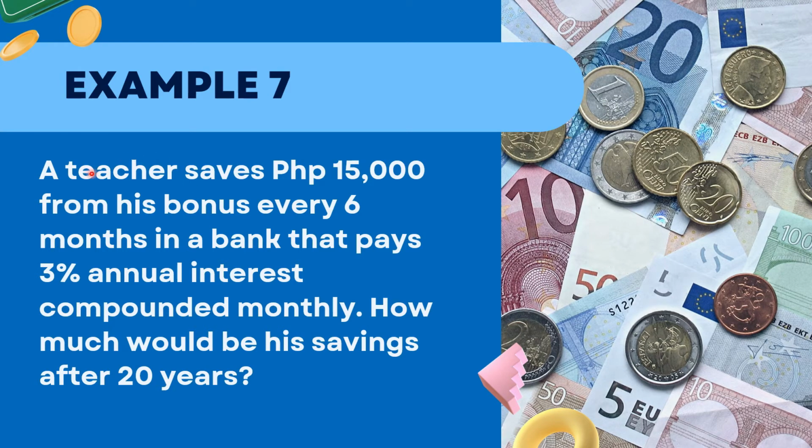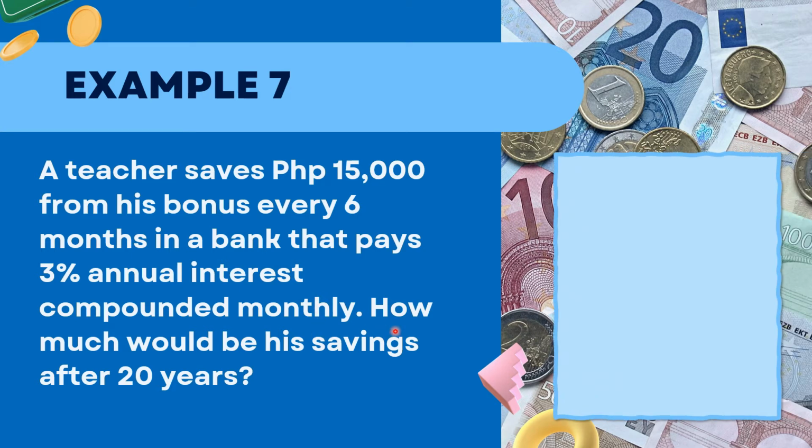Example number 7. A teacher saves 15,000 from his bonus every 6 months in a bank that pays 3% annual interest compounded monthly. How much would be his savings after 20 years? So first, let's verify muna kung ito po ba ay general ordinary annuity. Sabi dito, ang kanyang payment interval is every 6 months, while yung kanyang interest period naman is monthly. So, magkaiba po sila ng length. Therefore, this is an example of general annuity.